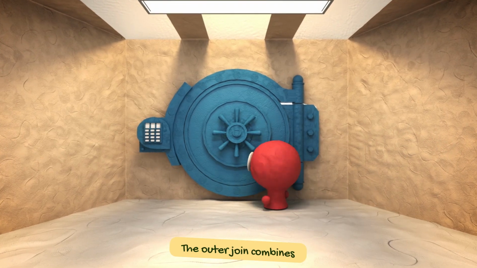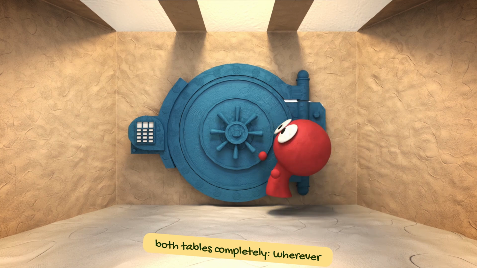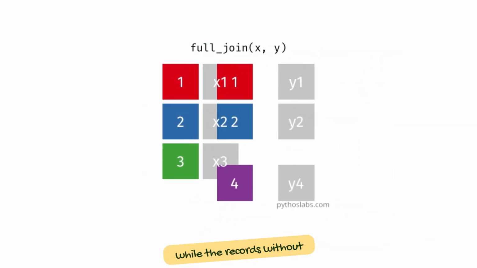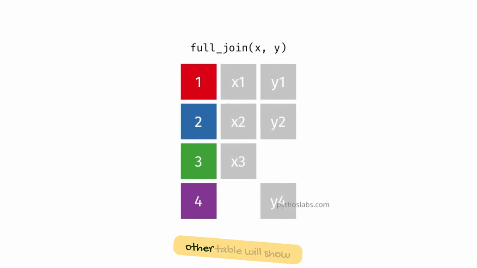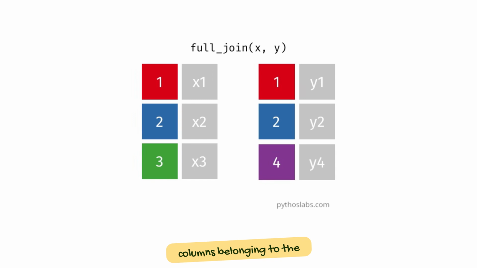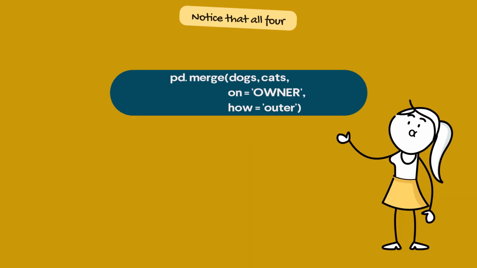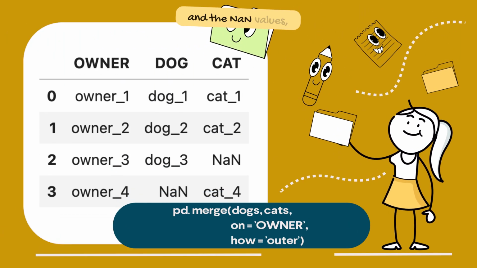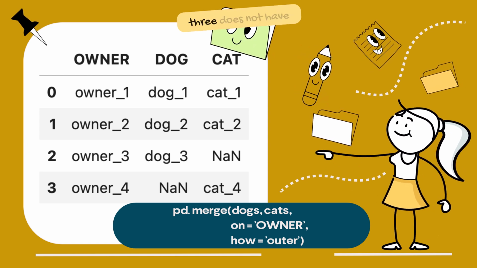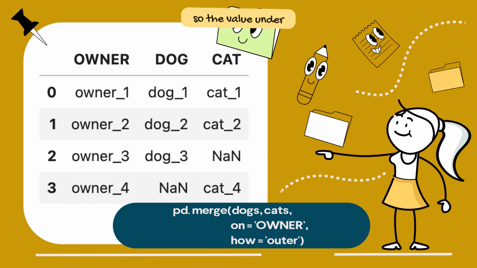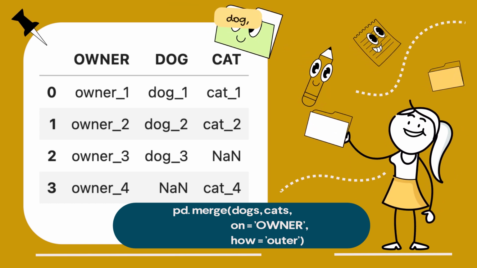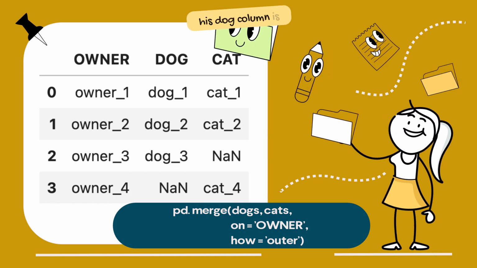The outer join combines both tables completely. Wherever the records have an intersection, it combines the rows, while the records without corresponding values from the other table will show up as well with NaN values in the columns belonging to the other table. Notice that all 4 owners are included here, and the NaN values basically just refer to empty values. Owner 3 does not have a cat, so the value under his cat column is NaN. Similarly, owner 4 does not have a dog, so the value under his dog column is NaN.